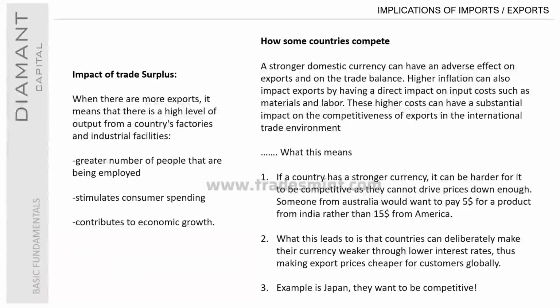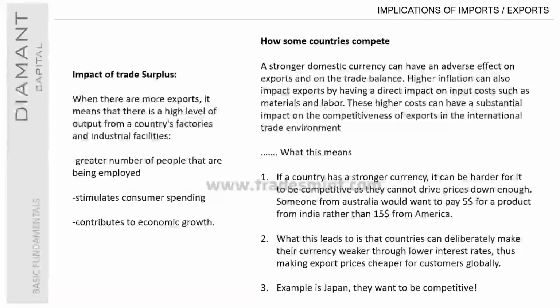And here's just an explanation of how some countries compete in the market. A stronger domestic currency can have an adverse effect on exports and the trade imbalance. Higher inflation can also impact exports by having a direct impact on input costs such as materials and labor, as explained before. These higher costs can have a substantial impact on the competitiveness of exports in the international trade environment.